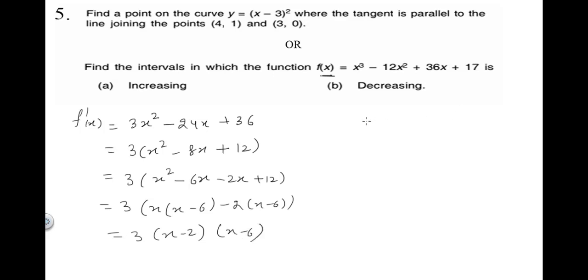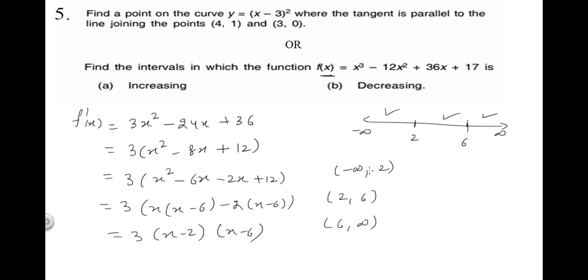So, if I plot this on the number line, it is minus infinity, infinity, and then we have 2 and 6. So we have three intervals: first is minus infinity to 2, then 2 to 6, and then 6 to infinity. So let us check minus infinity to 2. If you put it equal to 0, we got two critical points, right?